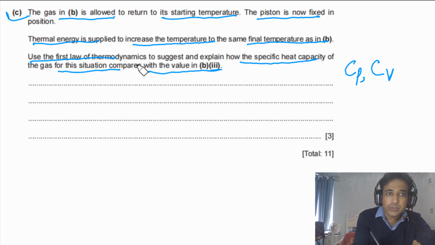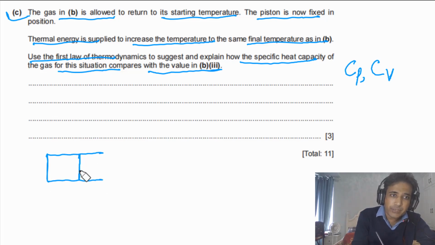So how can we answer this question? First of all, in this case we can simply sketch. This is the cylinder, and here we have the piston. Now this piston is fixed. The piston is fixed, it means volume is fixed. And in this case delta T is the same. Delta T is the same, so we can say delta T.